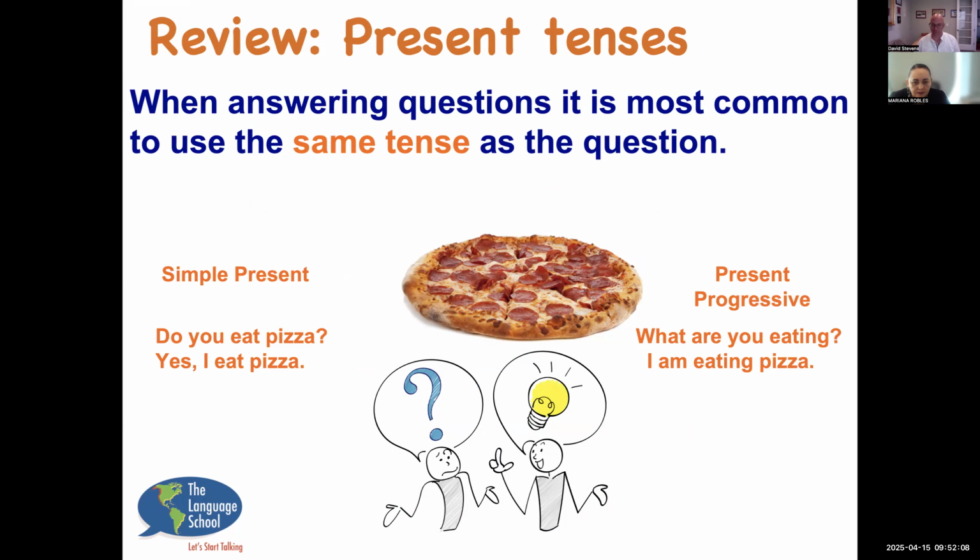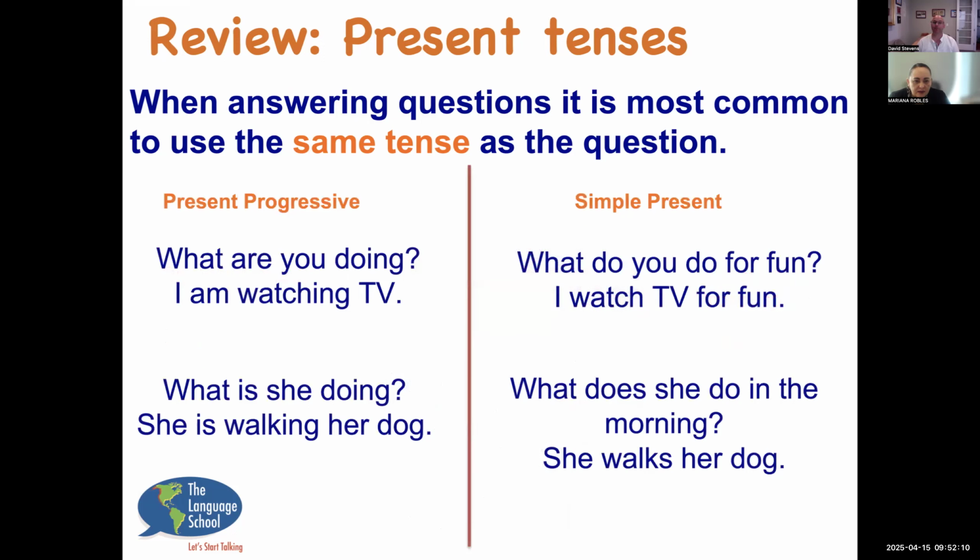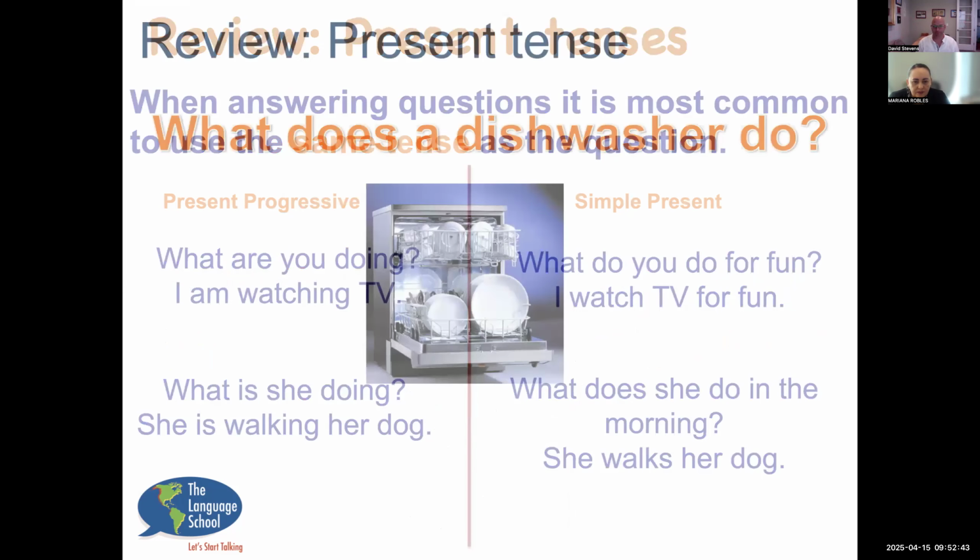Does that make sense? Yes. All right. Let's look at a couple more examples. Here we have the present progressive. What are you doing? I am watching TV. What is she doing? She is walking her dog. What do you do for fun? I watch TV for fun. What does she do in the morning? She walks her dog. Okay, so you can see on the left, these questions are about an activity that is happening right now. And on the right, they're more like routine questions, general questions, right?